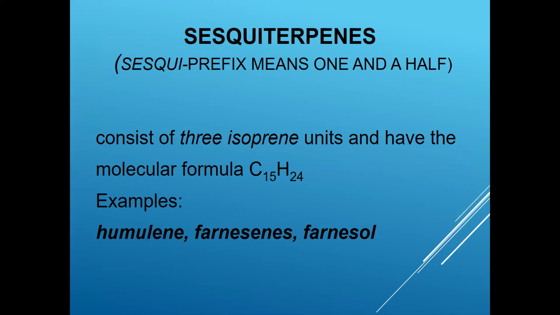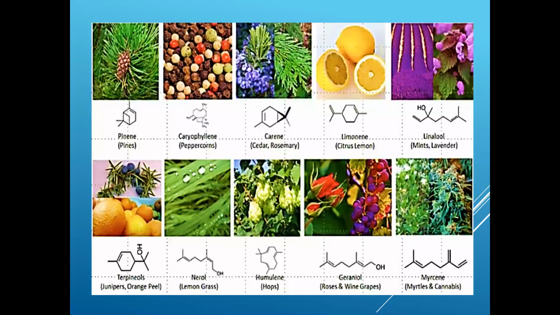Sesquiterpenes consist of 3 isoprene units and have the molecular formula C15H24. Examples: humulene, farnesene, farnesol. You can see some sources of monoterpenes and bicyclic terpenes.